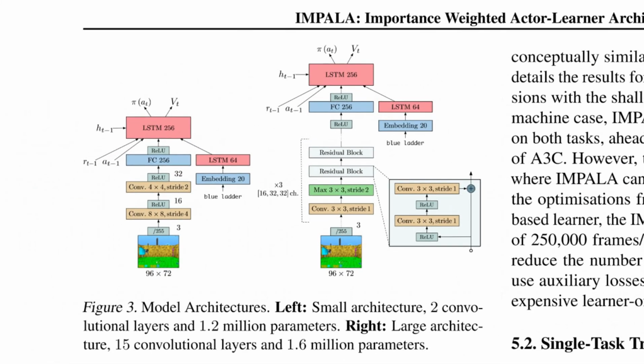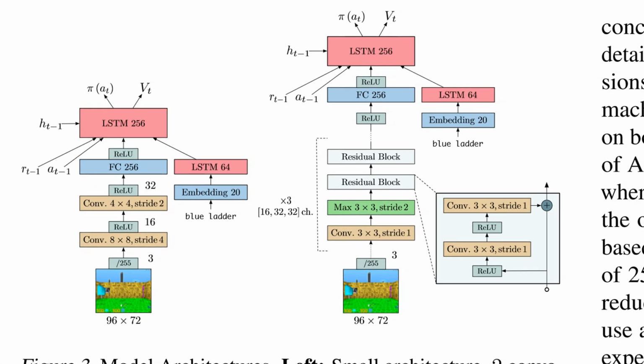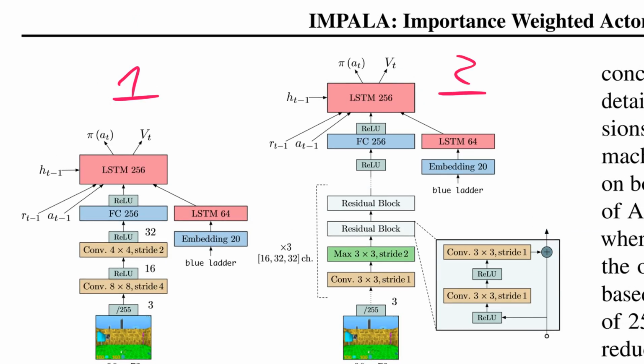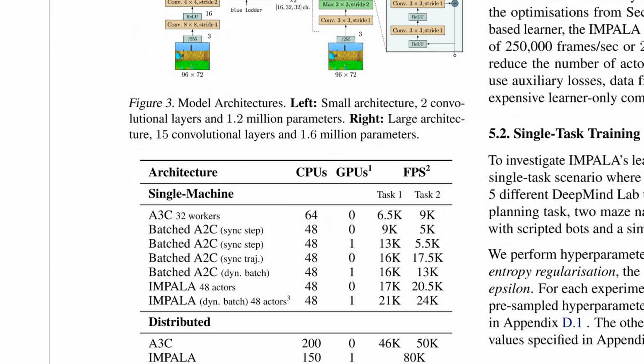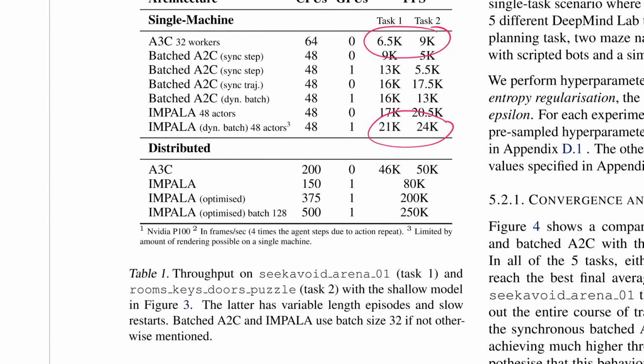So what does IMPALA do specifically in this DeepMind Lab? They have two architectures. First of all, they have this small architecture. Second, they have this large architecture, and they just try it out on these. And they measure how many frames per second they can get in. And you see here, compared to A3C on a single machine, they bring in a lot more frames per second. This is just on a single machine. But then in the distributed setting, the scale-up that they reach also is very significant.